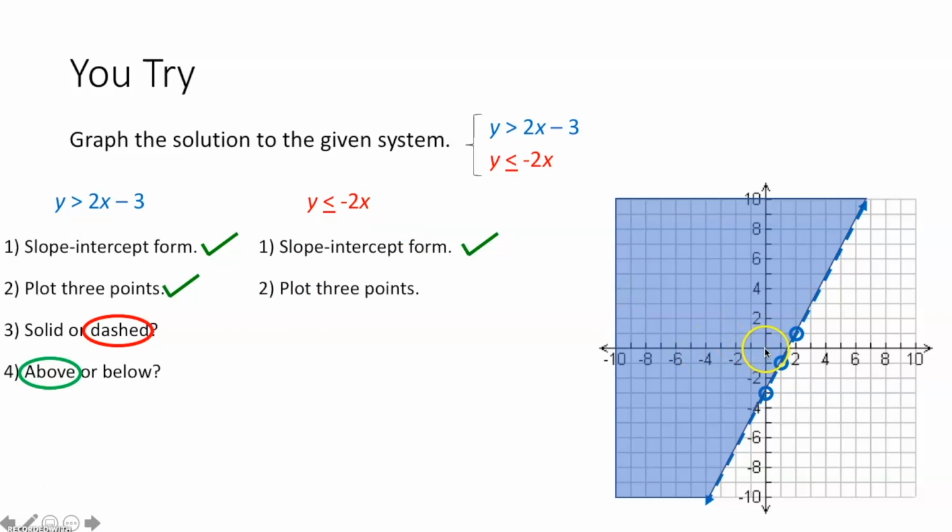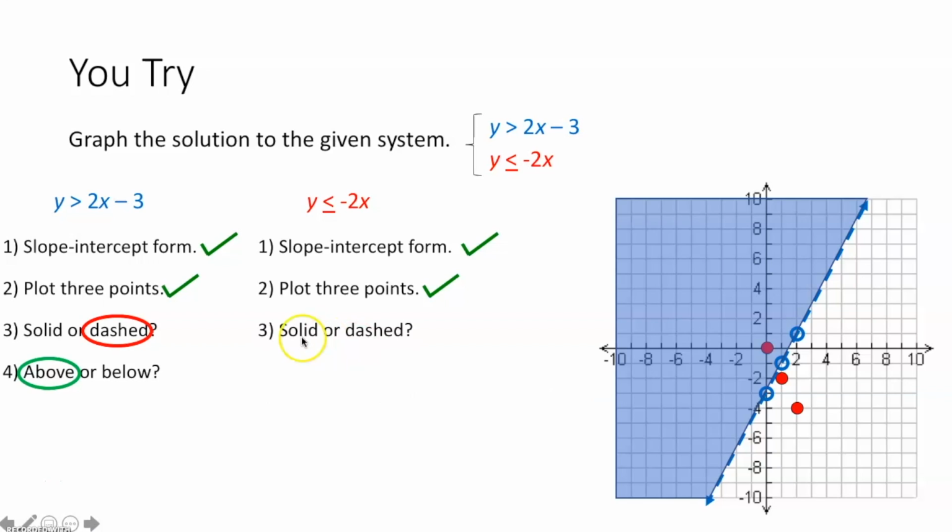So at 0, 0, we're going to put a closed circle because this equal sign is here, which means that the line that we graph is going to be part of the solution set. So we have to denote that by using closed circles. And then we use our slope to get the rest of the line. So -2, we write that as a fraction, -2 over 1. So we go down 2, right 1, put a point, down 2, right 1, put a point.